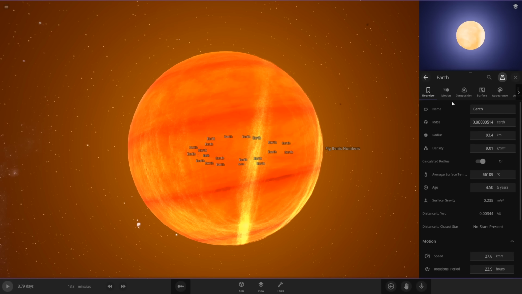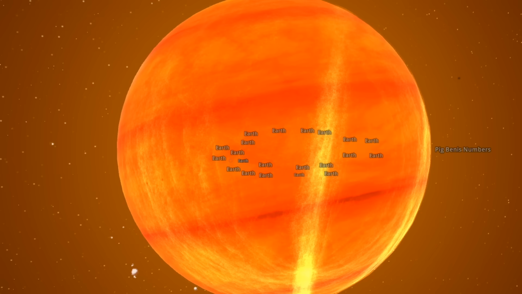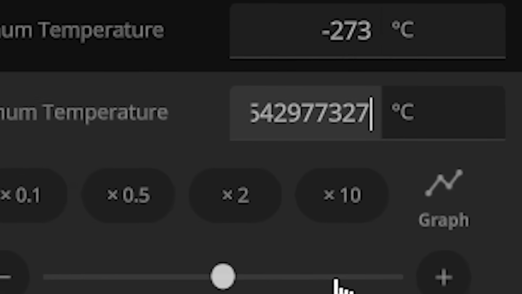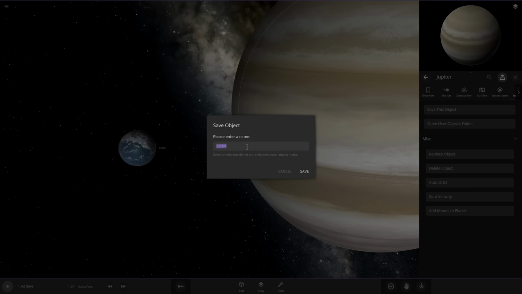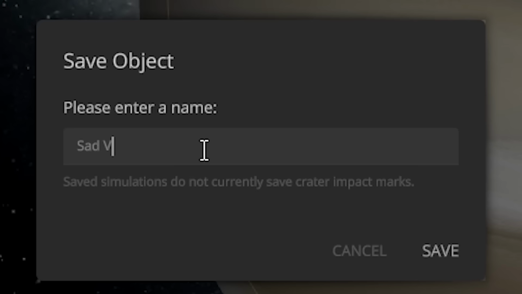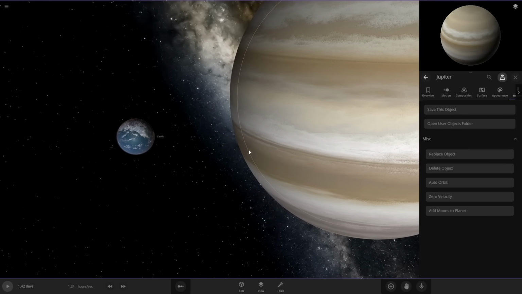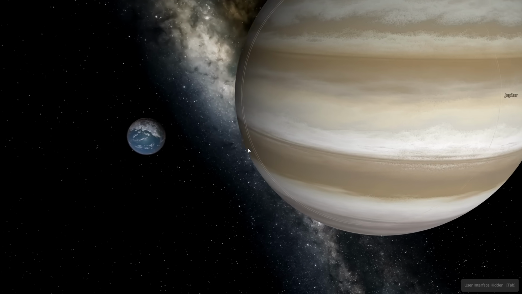Now you might be saying to yourself, but Gray, what's the maximum temperature of the Earth? I don't know. What is that number? I know it looks pretty big, but the thing that you don't realize is that there's a bunch of zeros after this. All right, Jupiter's not gonna be called Jupiter anymore. It's gonna be called Sad Virgin Jupiter. Now let's say an average Earth and an average Jupiter are sitting side by side.